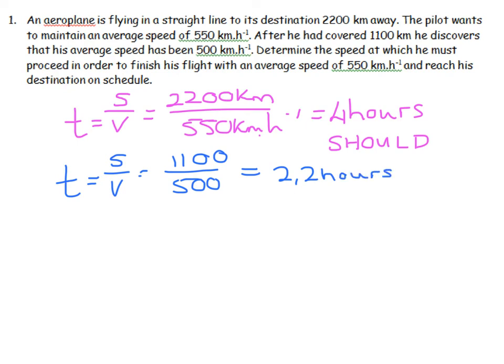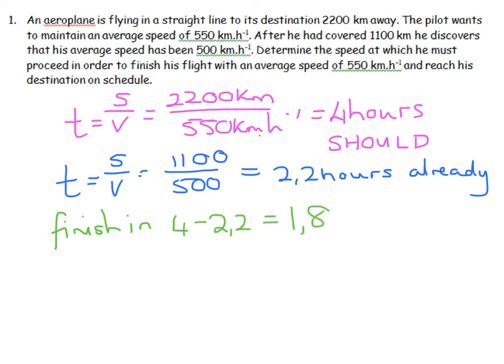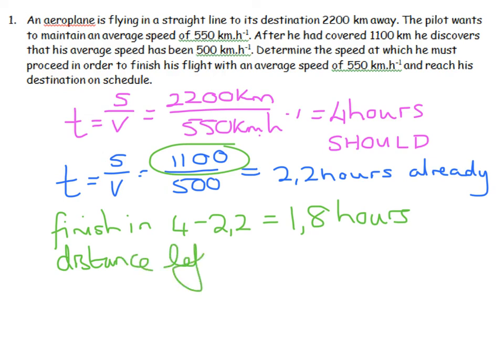How much time is he going to need to finish the journey? Well, he has to finish in 4 minus 2,2 hours, which is 1,8 hours. That's all he's got left. How much more distance has he got? His distance left is going to be the total of 2,200 minus 1,100, which means he's still got to cover 1,100 kilometers.